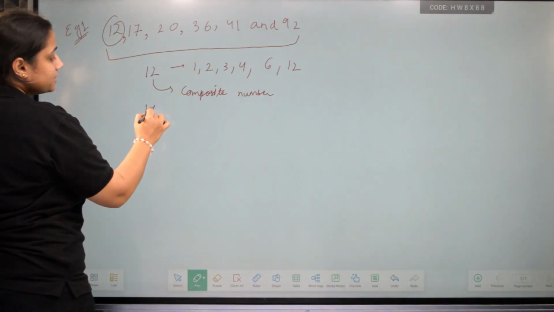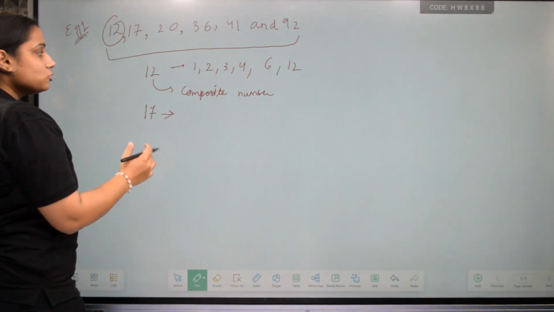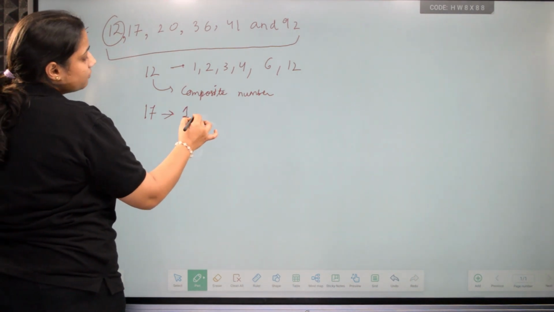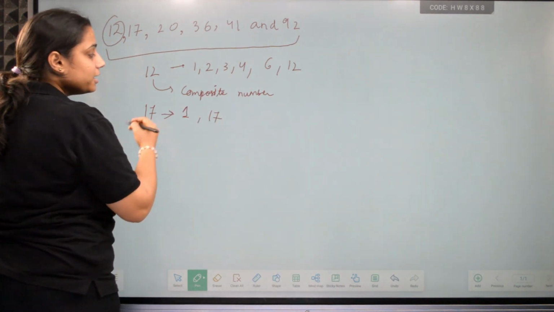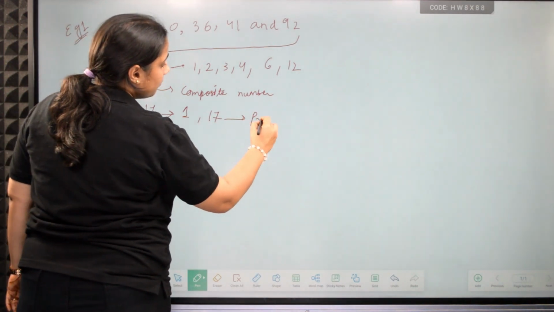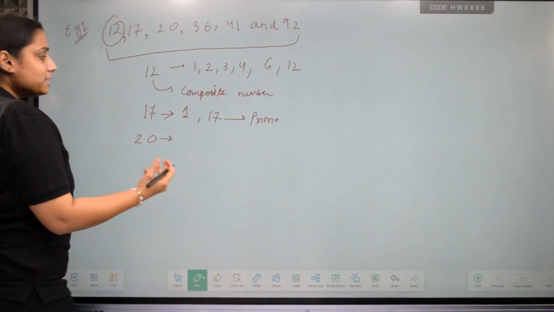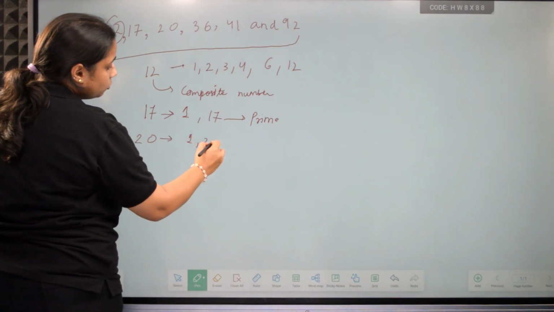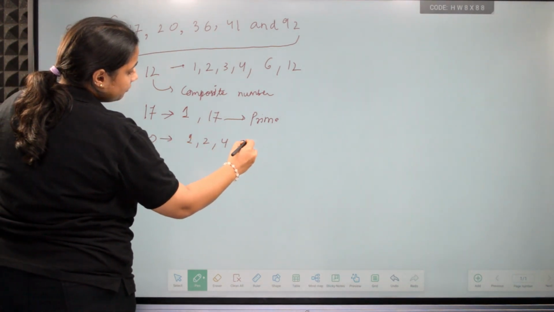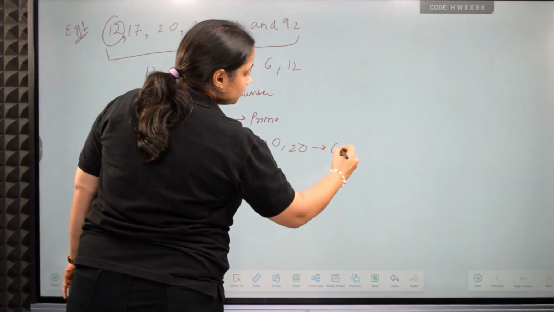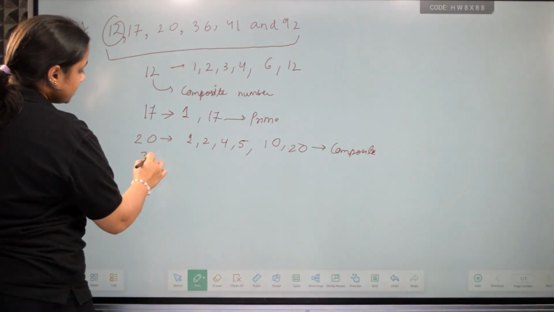Now, for 17. 17 has only two factors, that are 1 and 17 itself. Hence, it is prime. For 20. 20 has many factors like 1, 2, 4, 5, 10, 20. So, it is composite.